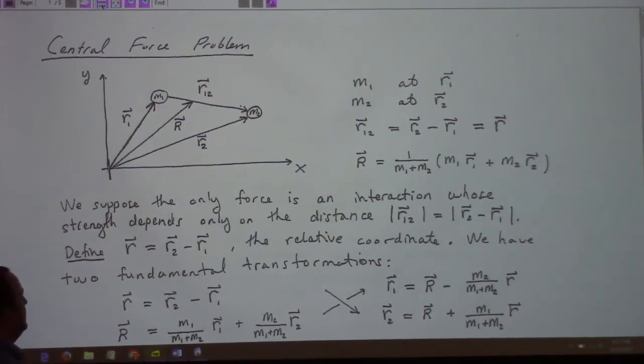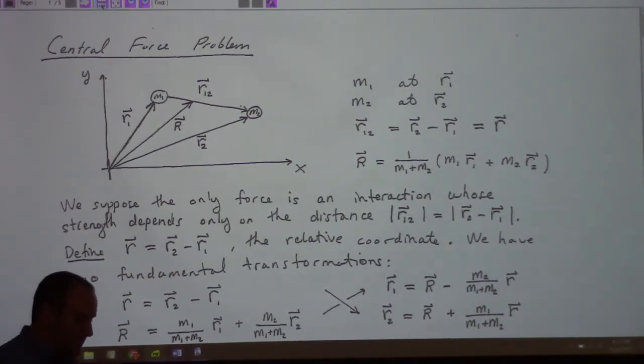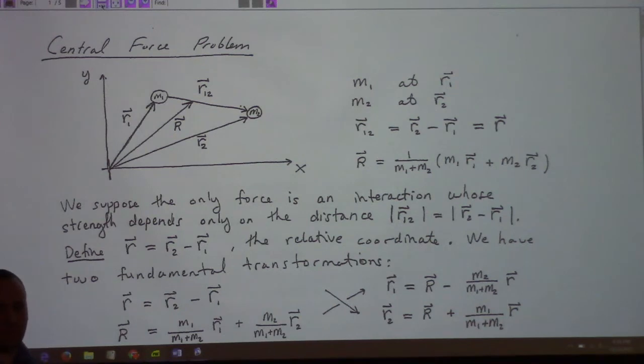It involves some sort of interaction between, say, two masses, m1 and m2, where the force between them depends only on the radial distance between these masses, and it is also directed along that line of connection. So this is what's called the central force.